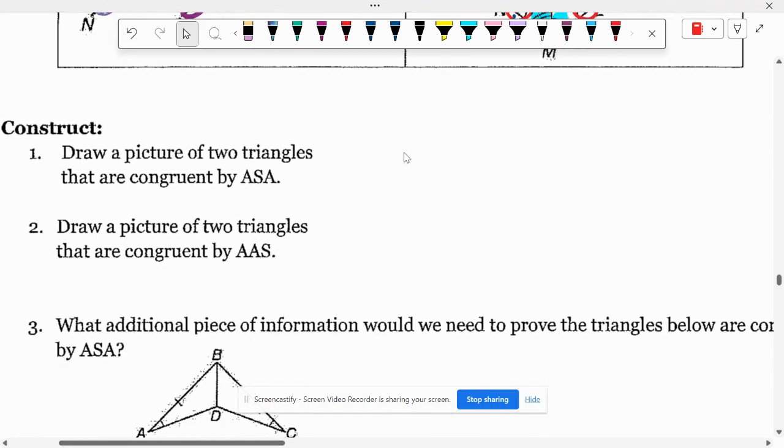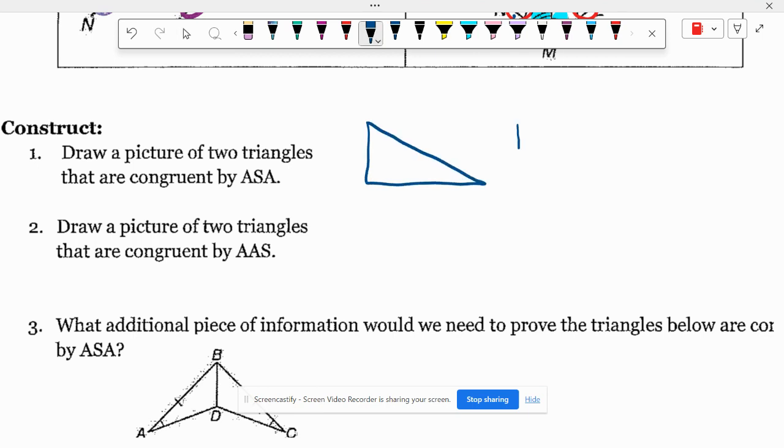So I want you to draw a picture of two triangles that are congruent to each other. So I'm going to draw two right triangles. And I want you to tell me what to mark. What am I marking? If I want these to be congruent by angle, side, angle, and I'll even label them. I'll give them some letters: A, B, C, and X, Y, Z. So I want to mark these so that they're congruent by angle, side, angle. What should I mark? Anyone? Tell me what to mark.